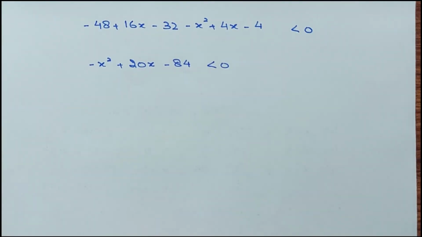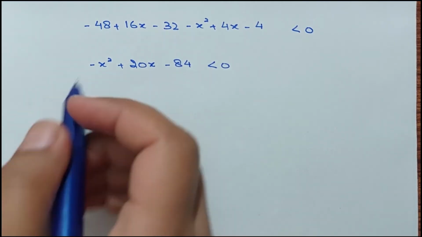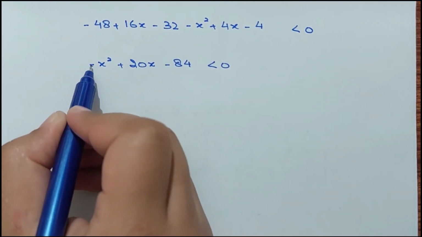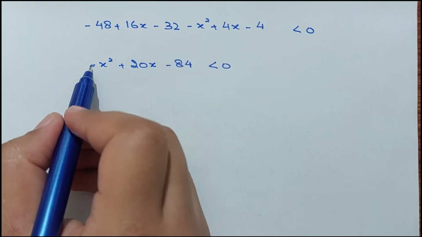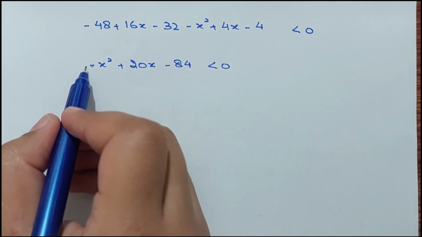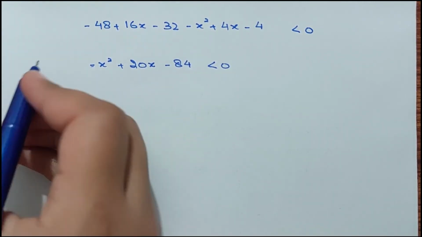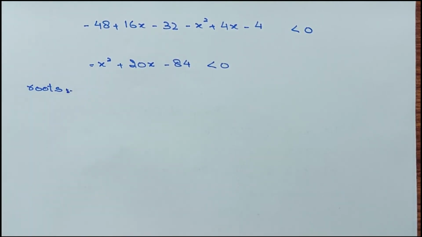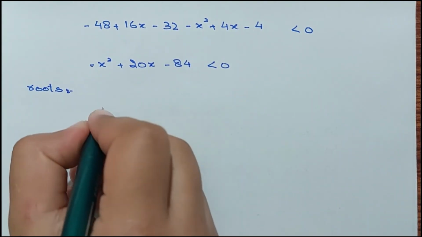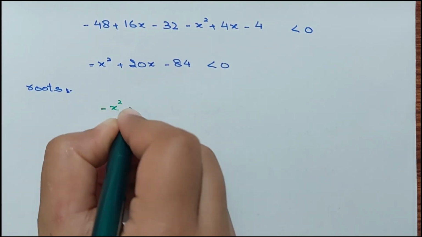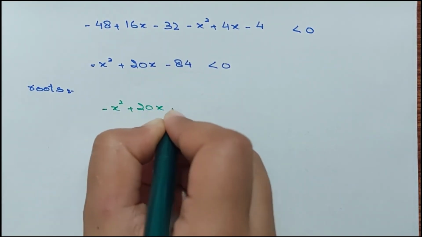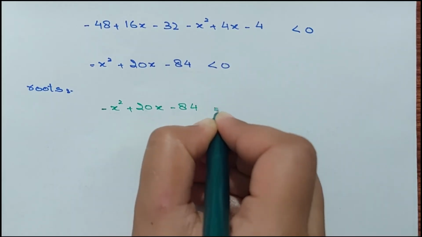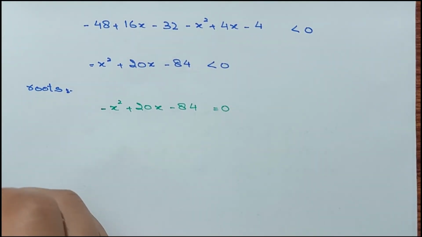So as you can see, this is a quadratic expression in x squared, and the leading coefficient is negative. It means the opening of the parabola is downward. All right, let me find the roots. To find the roots, we put the equation minus x squared plus 20x minus 84 equals 0. All right, and let me factorize this.